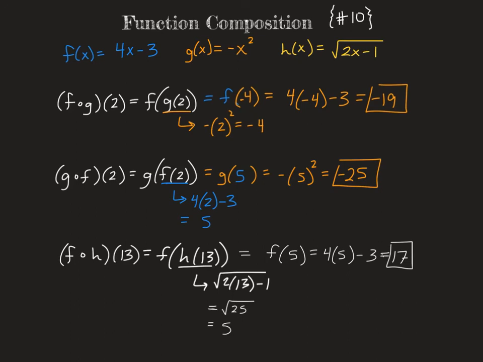All right, for these next two, we have g of f of 2. We find f of 2 is 5. So g of 5 is -25. F of h of 13, we find h of 13, which is 5. Then f of 5 is 17.